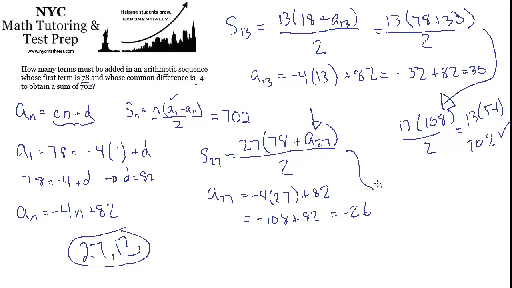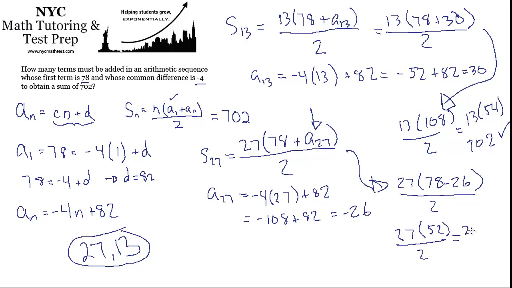And this becomes 27 times 78 minus 26 over 2, which is 27 times 52 over 2, which is 27 times 26, which is 702. And that works as well.